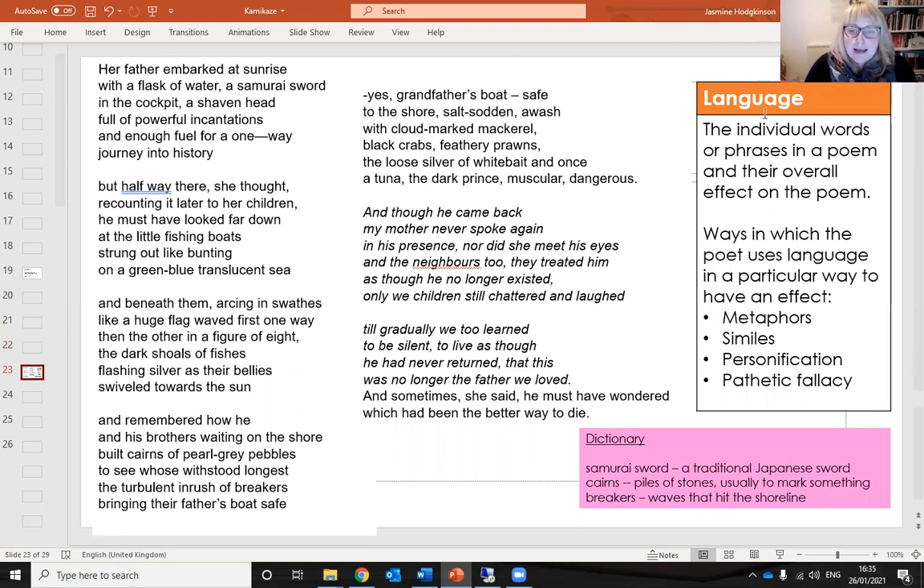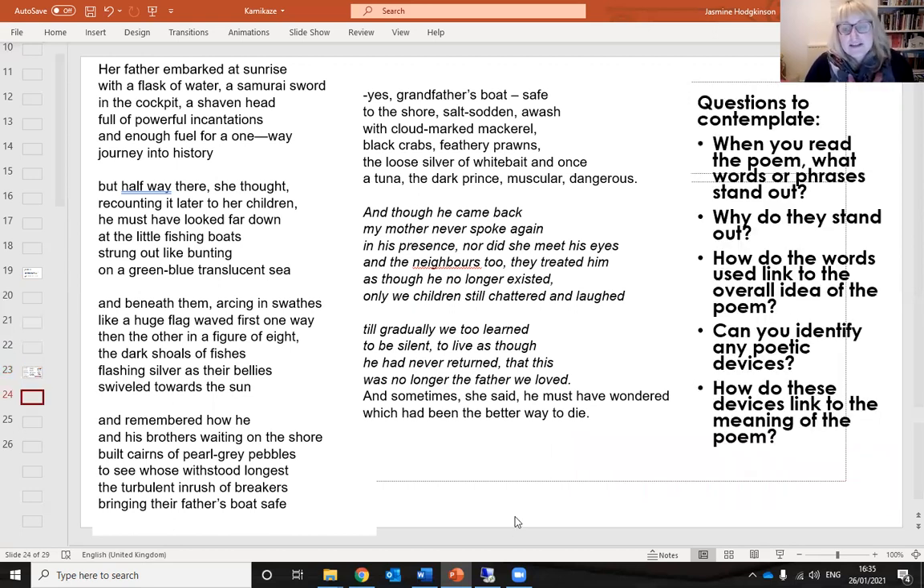So remember, when we're looking at language, the things we're looking at are the individual words or phrases in a poem and their overall effect on the poem. This is when we zoom in on the actual words on the page. And we consider the ways in which the poet uses language in a particular way to have an effect. We're looking for things such as metaphors, similes, personification, pathetic fallacy. While we're here on this slide, if you need to reread the poem there just to remind yourself of what happens in it, please feel free to do so, but I will continue on for the next task.